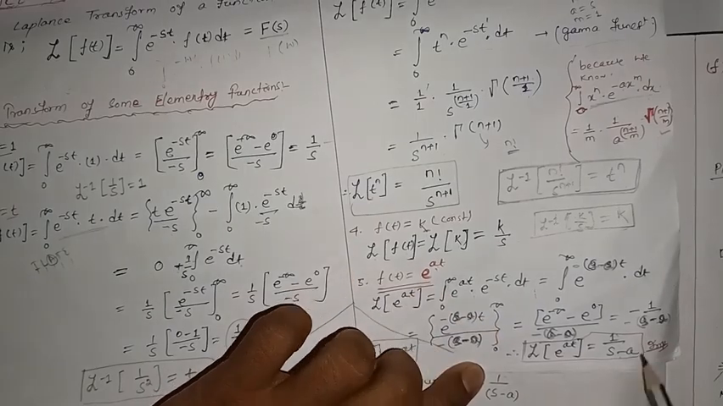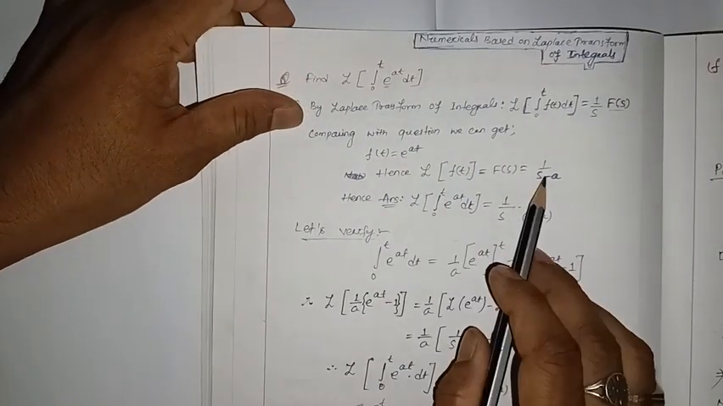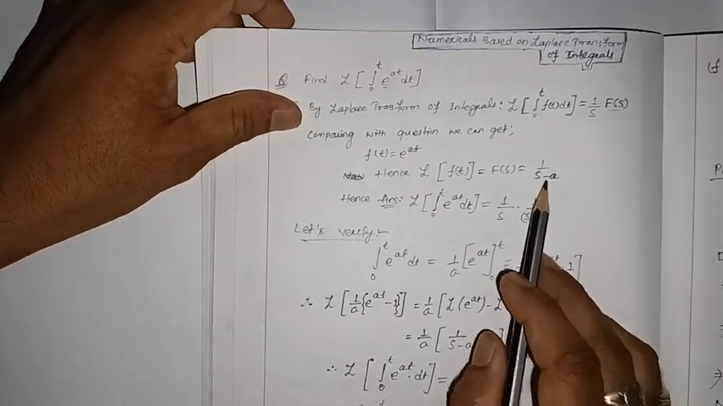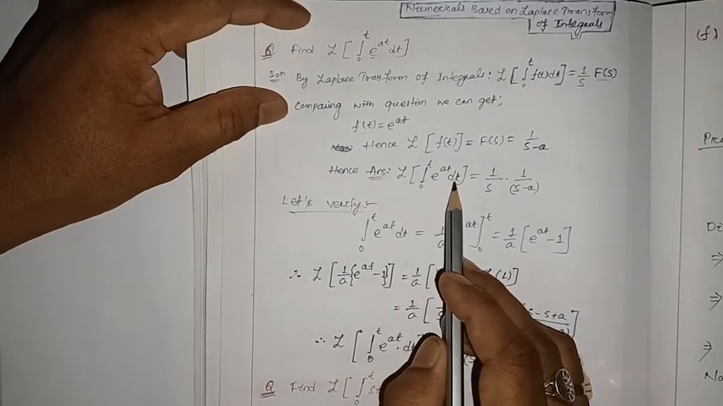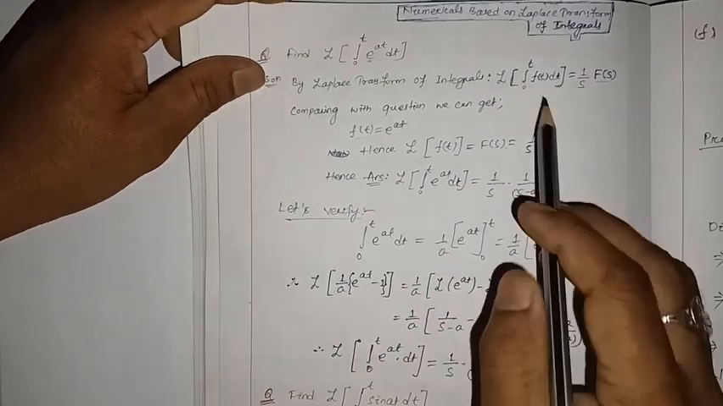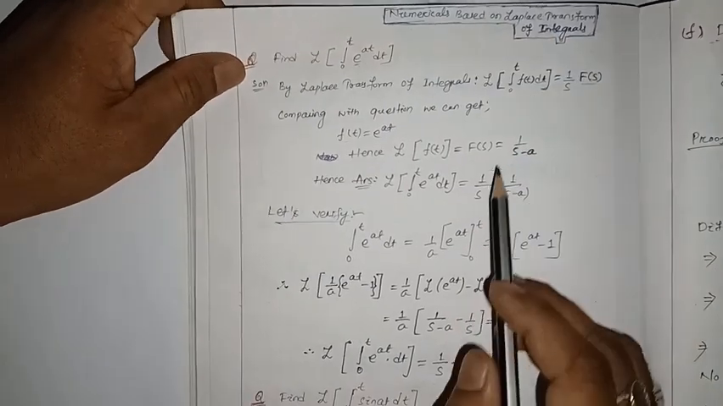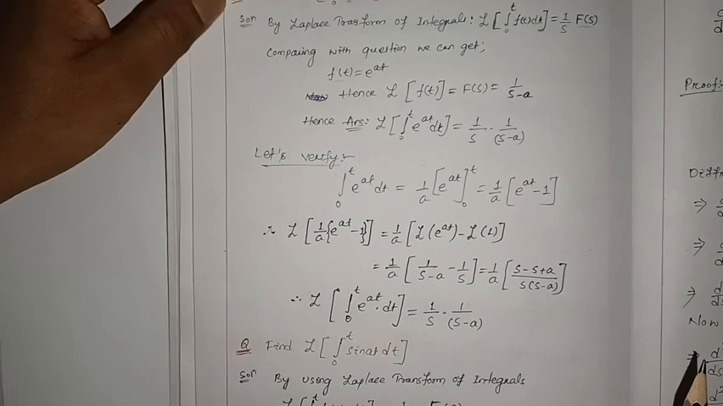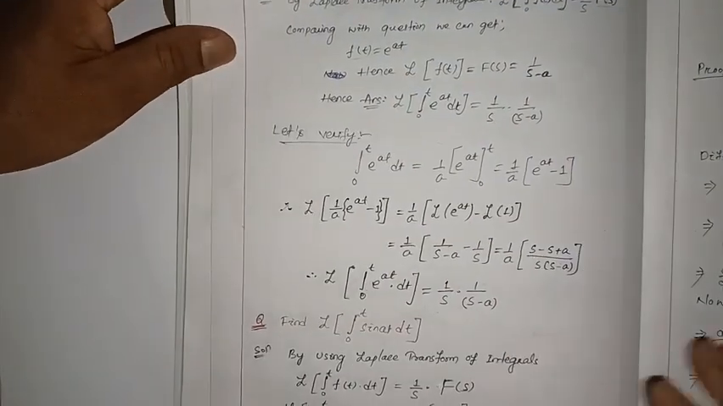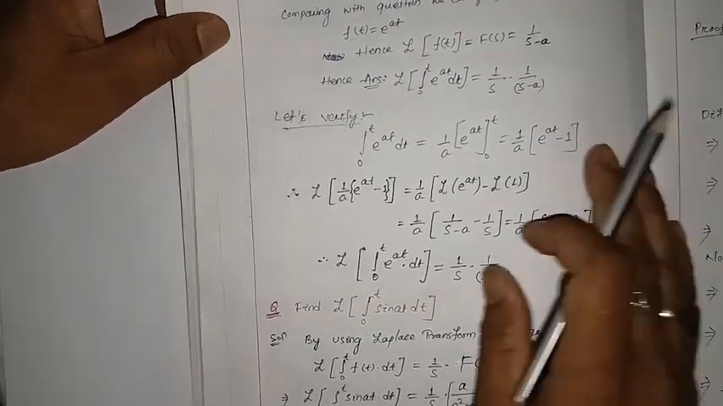Okay, 1 by s minus a. Here I directly wrote that the Laplace transform of e to the power at is 1 by s minus a. Hence, the Laplace transform of the integral from 0 to t of e to the power at dt, by using the Laplace transform of integrals, we can write as 1 by s into 1 by s minus a. Now we are going to verify this answer by doing it the traditional way.